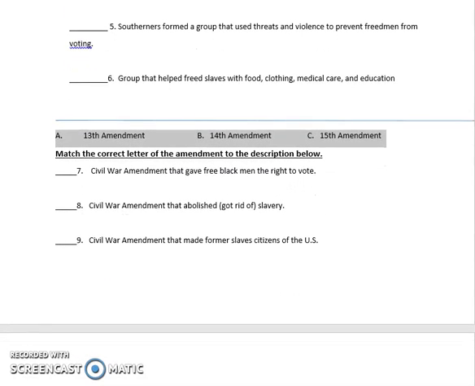Match the correct letter of the amendment to the description below. A. 13th, B. 14th, and C. 15th Amendment. Number 7. Civil War amendment that gave free black men the right to vote.